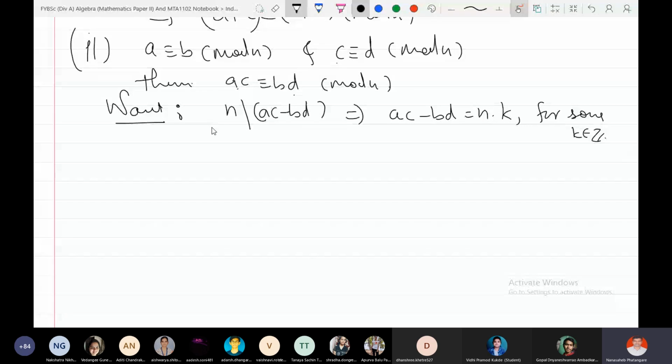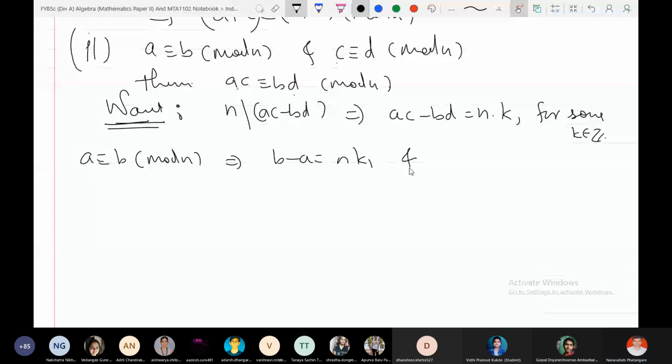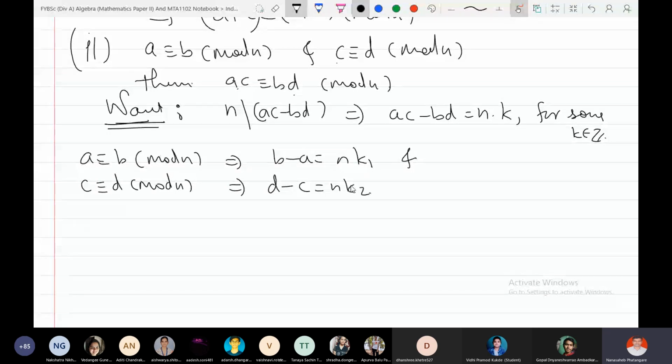We have not proved this. We want this. Okay, so how to get this? AC minus BD is a multiple of n. A is congruent to B modulo n is equivalent to saying that B minus A is n times k1. That is clear, right? And C is congruent to D modulo n is equivalent to saying that D minus C is n times k2 for some integers k1 and k2. So how to get AC and BD?